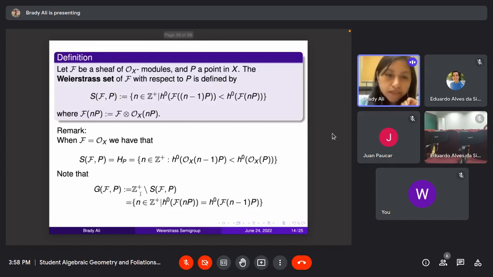So we can also define the set of gaps of this set. The set of gaps will be the complement of this set and is equal to the positive integers p such that the dimension of the space F(np) is equal to the dimension of the space F((n-1)p).